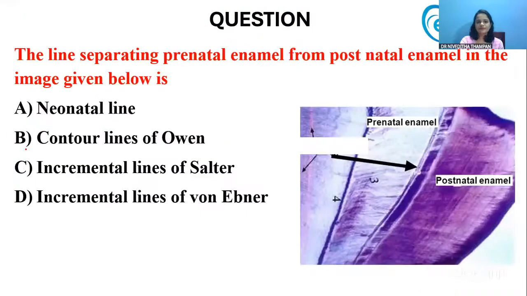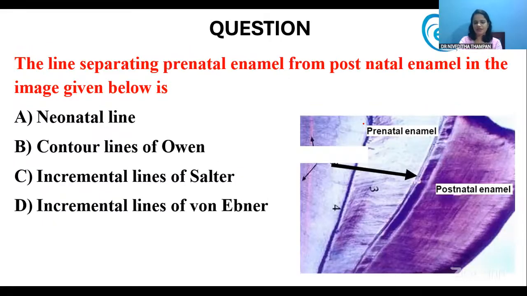Now next, the line separating the prenatal enamel from the postnatal enamel in the image given below. What is that line called? Very easy. Contour lines of Owen are seen in the dentine. Incremental lines of Salter are in cementum, and incremental lines of von Ebner are the incremental lines of dentine. So what is remaining? Yes, option A, it is the neonatal line.